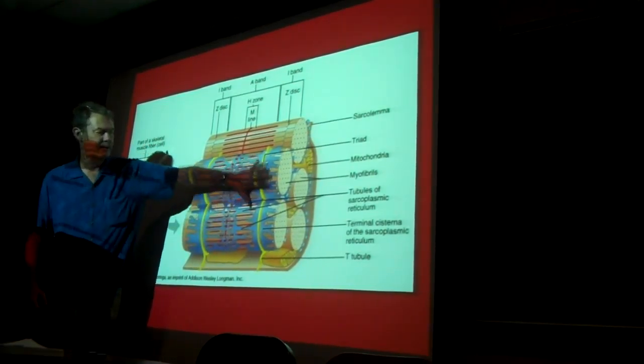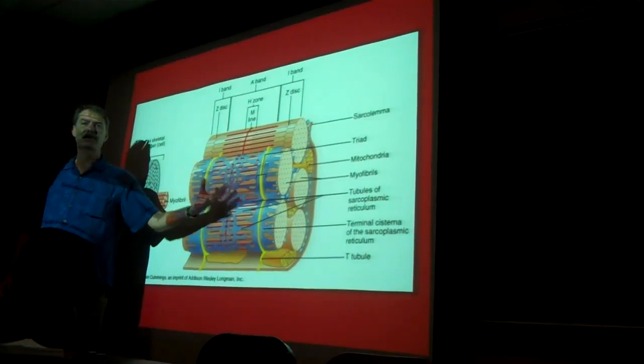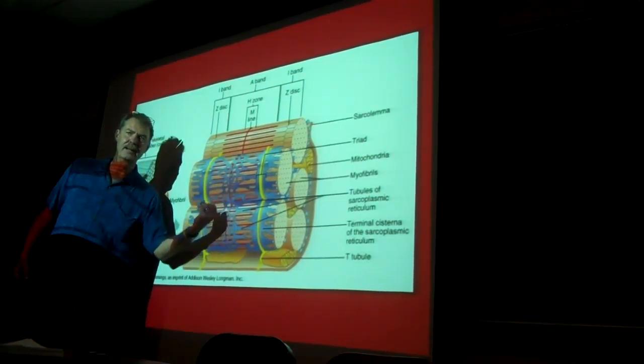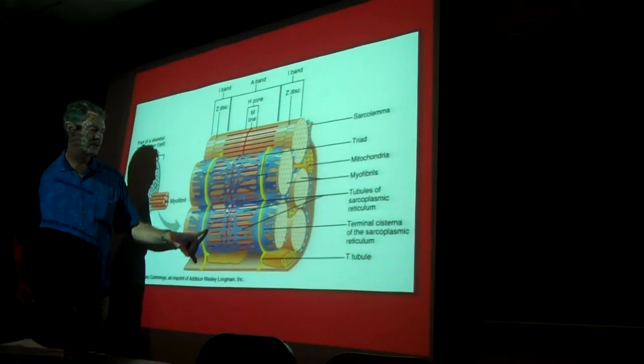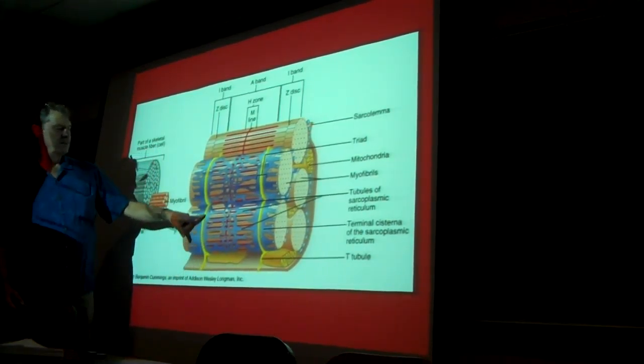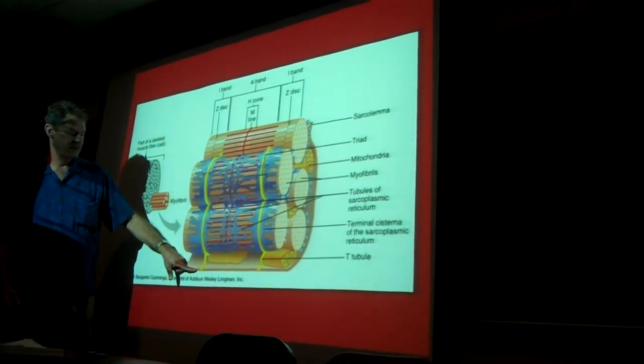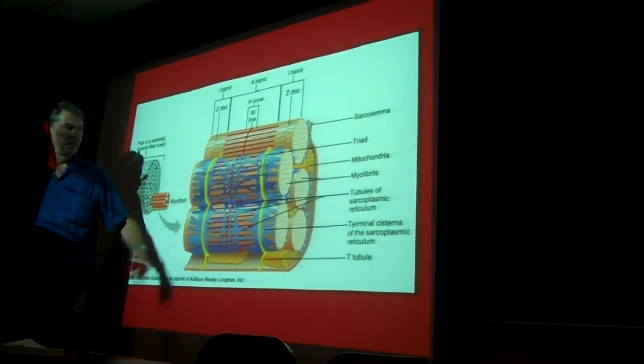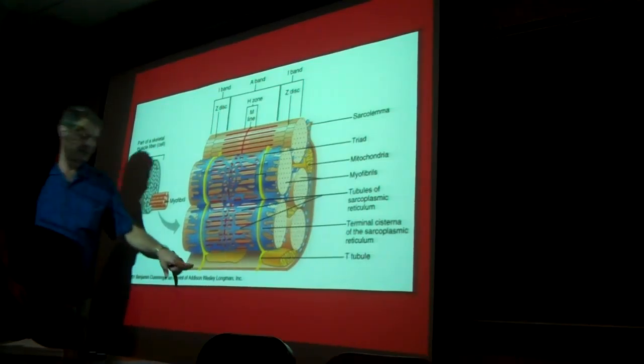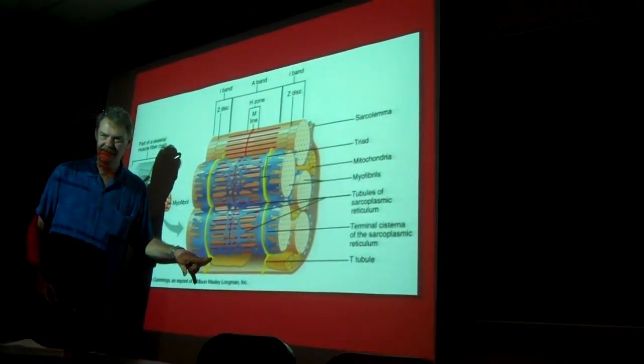But this bluish area right here, this is also where the calcium pumps are that suck it back up, okay. So this is where all the calcium is stored, in this blue area. The yellow is the T-tubule, and it's a direct extension of the membrane out here. It's a direct extension of the sarcolemma, okay. So I'll say it again. It's a direct extension of the sarcolemma, okay.